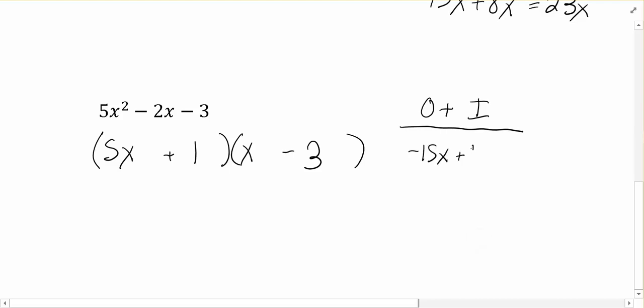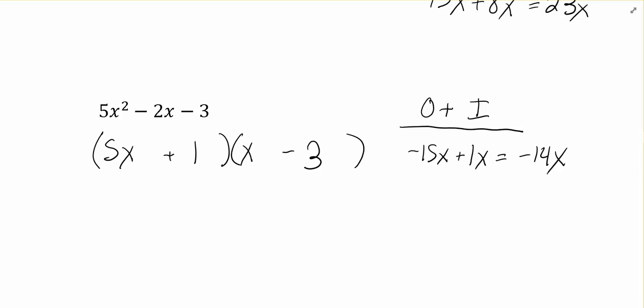My O is -15x. My I is 1x. This gets me -14x. That's not what I was trying to get. I was trying to get -2x. This is not a correct guess. So now I revise. Now I'm not going to cross this off. I'm not going to erase. I want to leave my good guesses there so I remember what it is I've already guessed at.